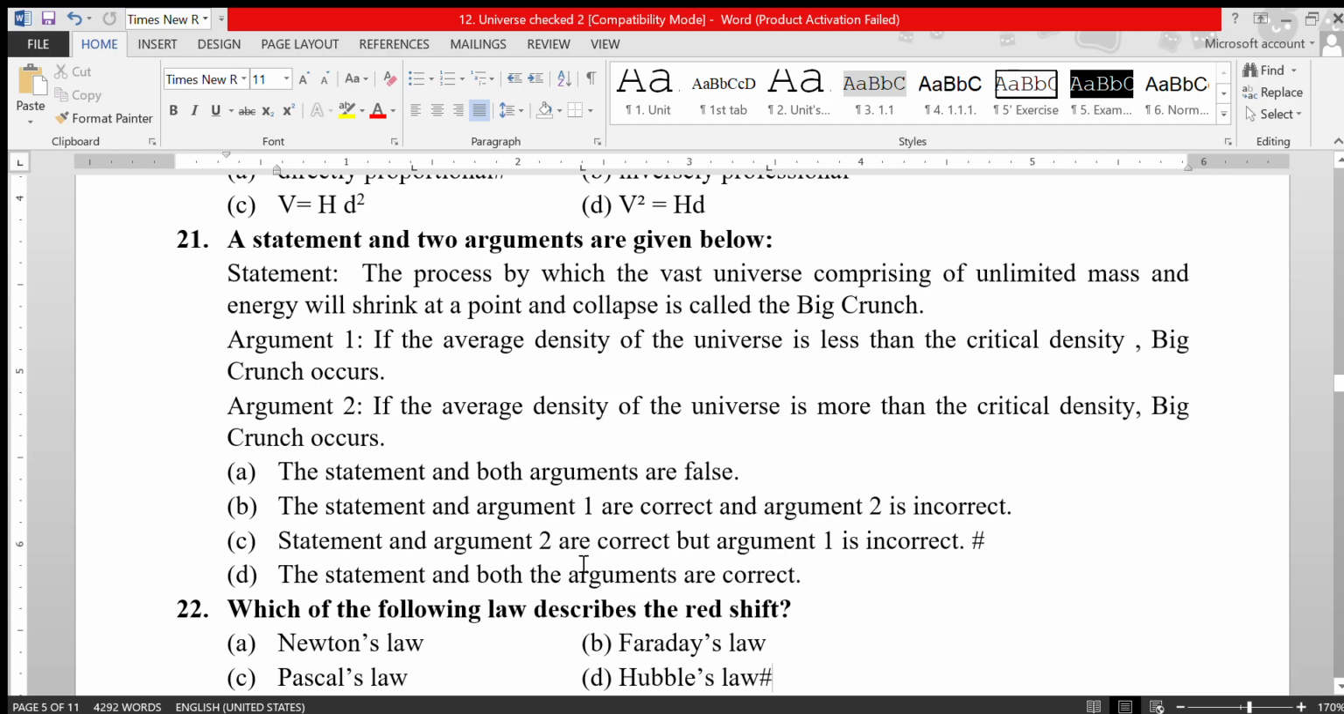Statement and argument 2 are correct. Argument 1 is incorrect, because if the average density is less than the critical density, Big Crunch does not occur; it will expand. If the average density of the universe is more than the critical density, Big Crunch occurs. This is correct. Which of the following laws describes the redshift? Hubble's law.